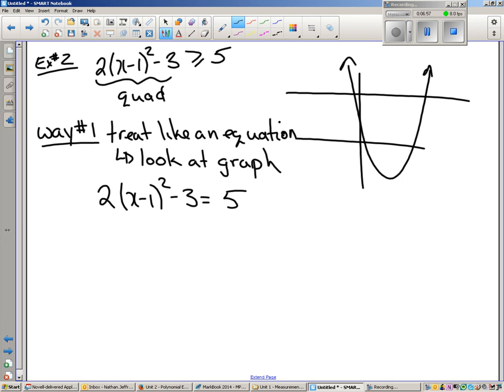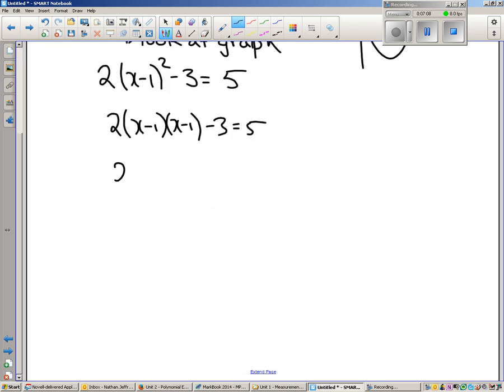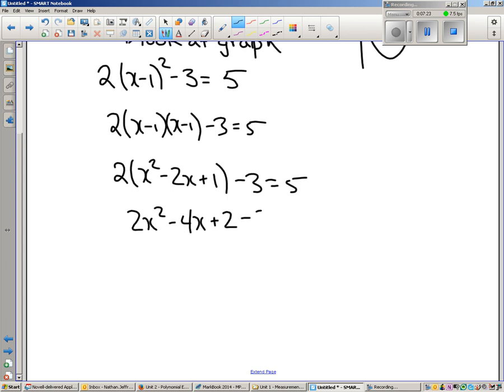So we'd have to get rid of this squared, so we're going to go 2 (x minus 1)(x minus 1) minus 3 equals 5, and do some work to get that out. So we got 2 x squared minus 2x plus 1 minus 3 equals 5. So 2x squared minus 4x plus 2 minus 3, and in that same step I'm just going to bring that 5 over. Okay, so we can collect like terms there. So we have 2x squared minus 4x minus 6 equals 0.